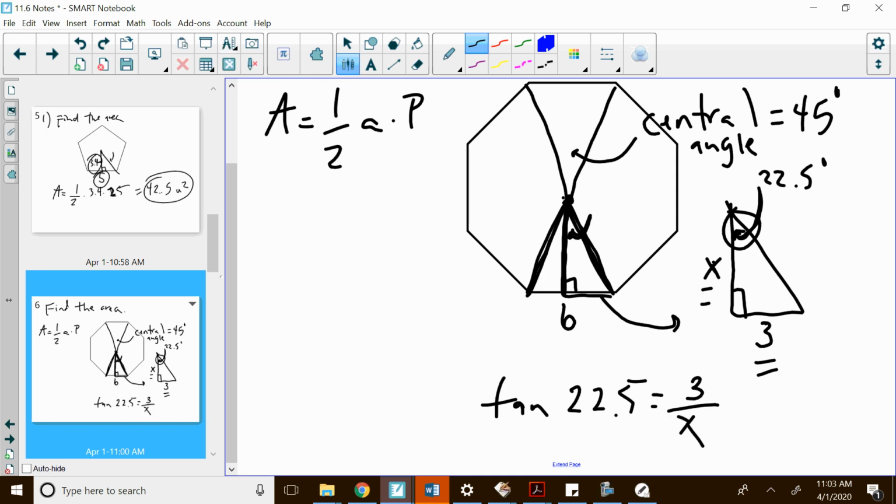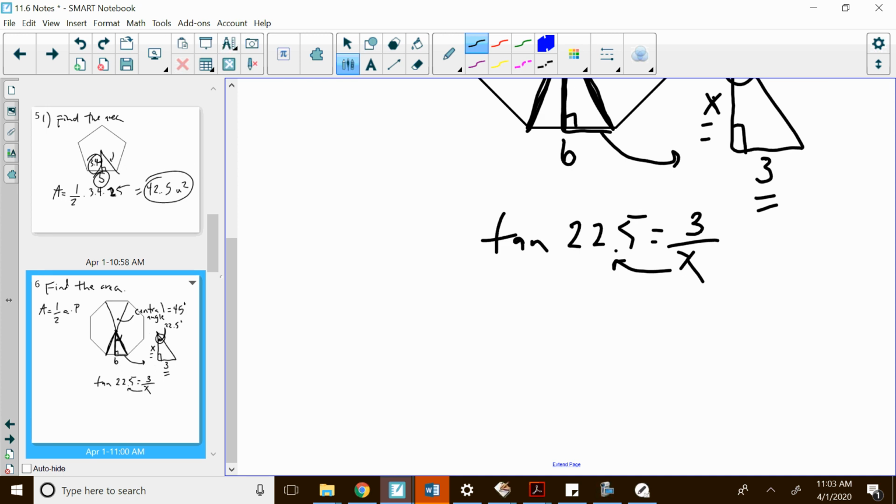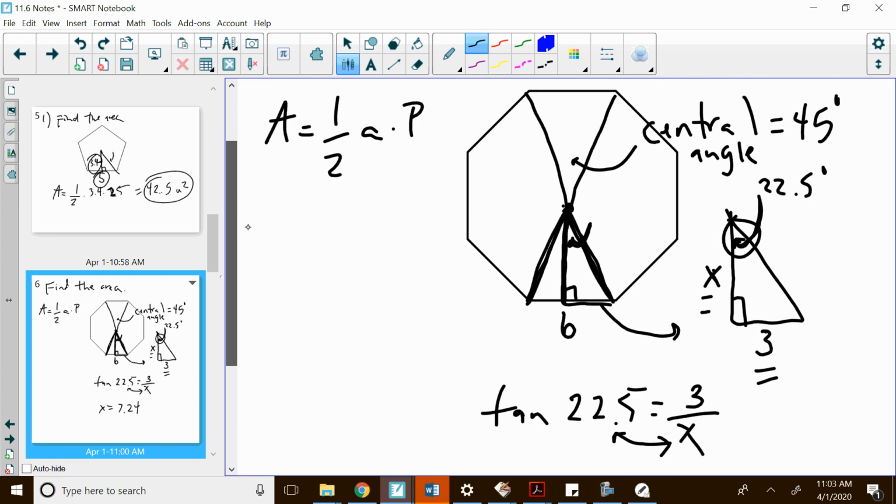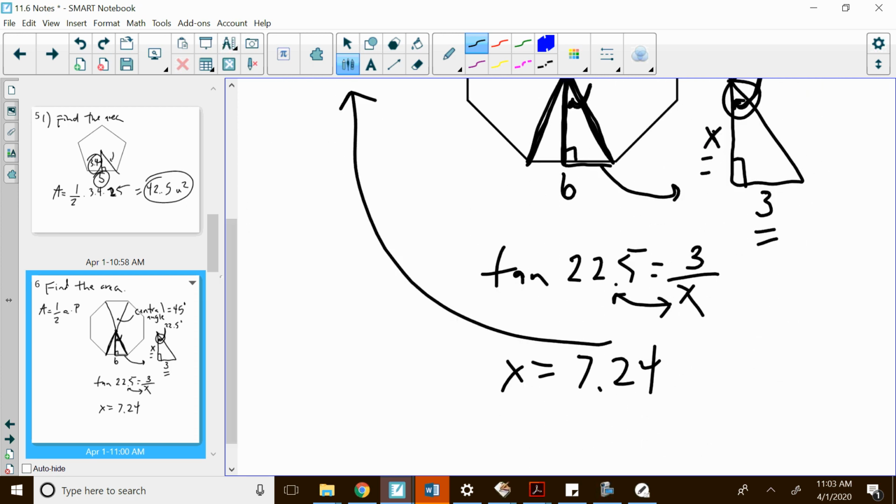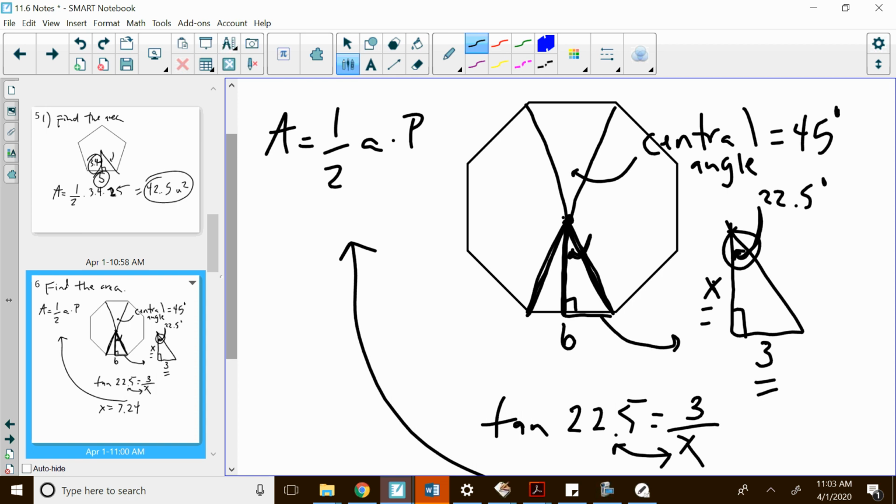And as we remember, when our variable's in the denominator, you can just switch that in the tangent of 22.5. So 3 divided by the tangent of 22.5, that's going to give us what our apothem is, which in this case is 7.24. That's the apothem. Okay, we found that. We're going to plug that into our formula there.